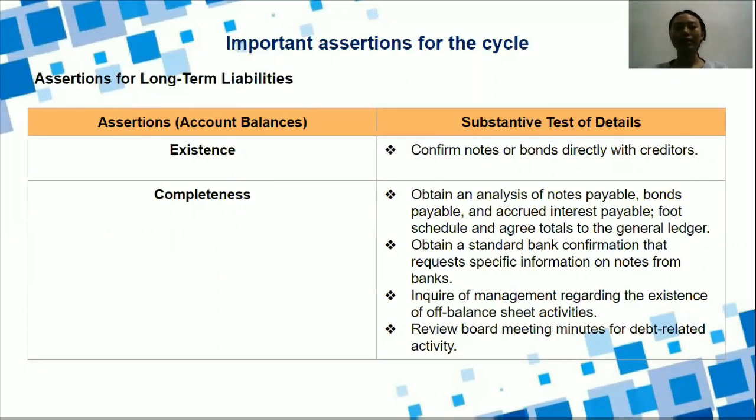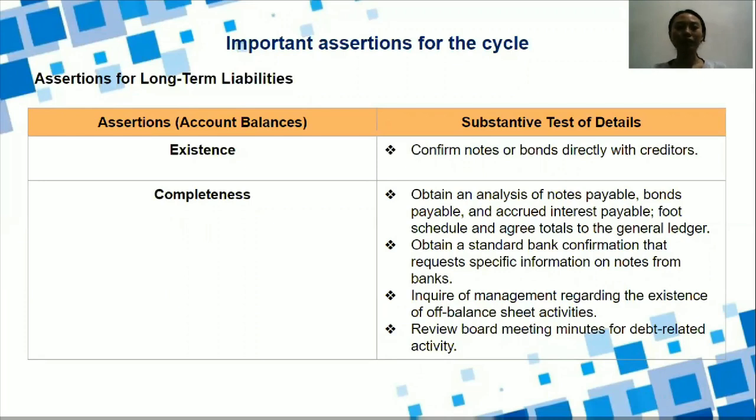for account balances. Okay, for account balances, we only have 4 here. The first one is existence. By confirming notes or bonds directly with creditors, the auditor can know whether the long-term debt really exists. And next is about the completeness. Completeness is much the same as for the transactions.